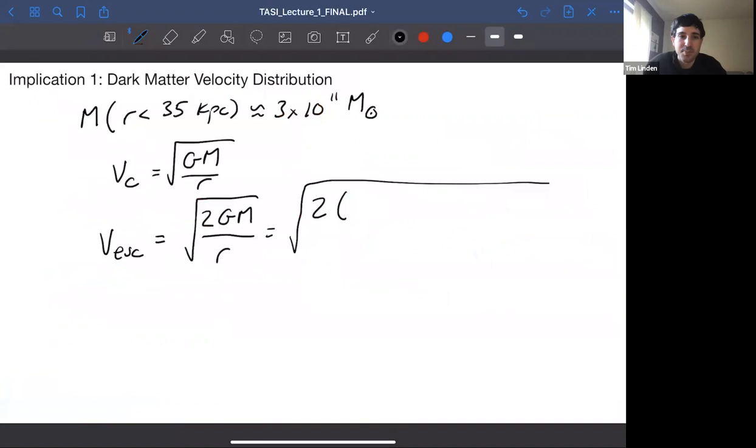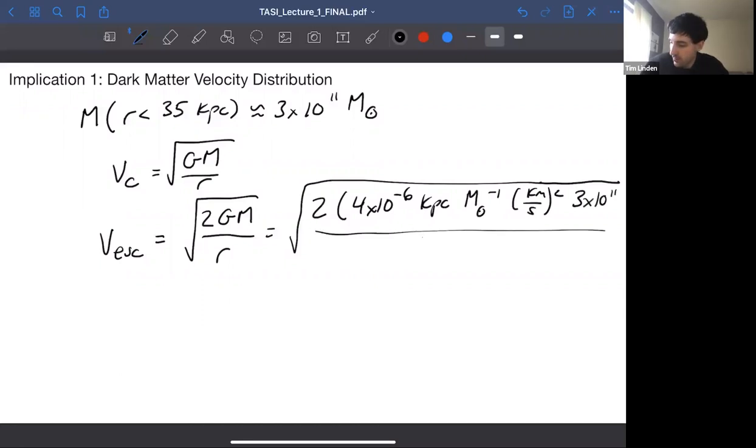It's a good question because I'll choose 35 kiloparsecs for the rest of this lecture for absolutely no reason. So G in astronomers' units is 4 times 10 to the minus 6 kiloparsecs per solar mass, and kilometers per second squared. These are silly units, but they allow us to get something relatively reasonable at the end. And the mass of this galaxy is 3 times 10 to the 11.